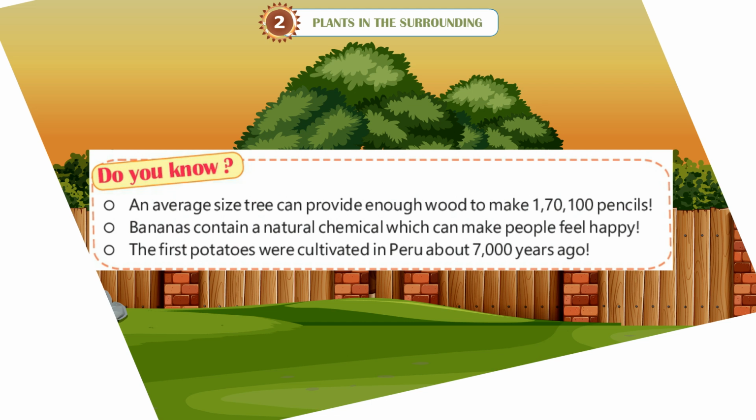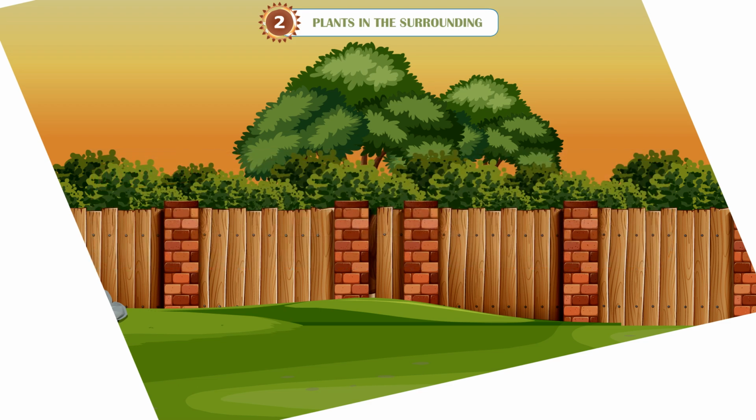Do you know? An average size tree can provide enough wood to make 170,000 pencils. Bananas contain a natural chemical which can make people feel happy. The first potatoes were cultivated in Peru about 7,000 years ago.